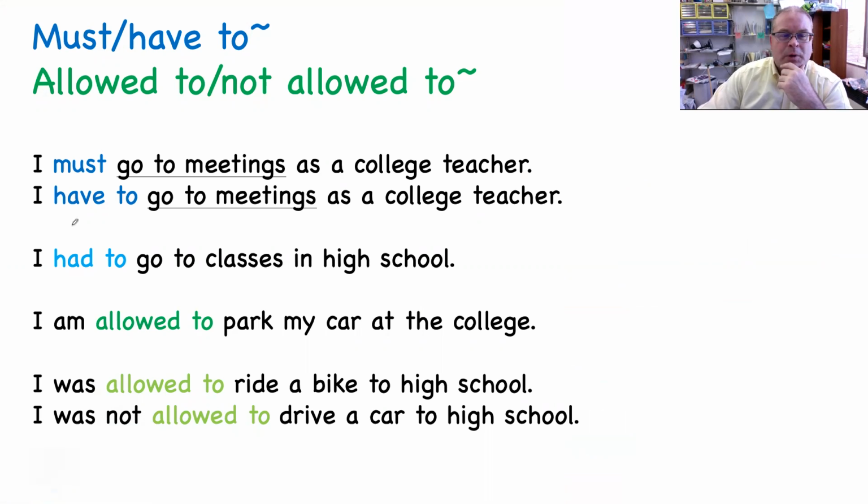Okay, so the first one, okay, I must, I have to, that means shinakereba narenai. Shitai shitaku kankenai, you have to do it. For example, as a college teacher, I must go to meetings as a college teacher. I have to go to meetings as a college teacher, okay? Now, had to is shinakereba narenai deshita, okay? So, for example, in high school, I had to go to classes, okay? I had to go to classes, okay?